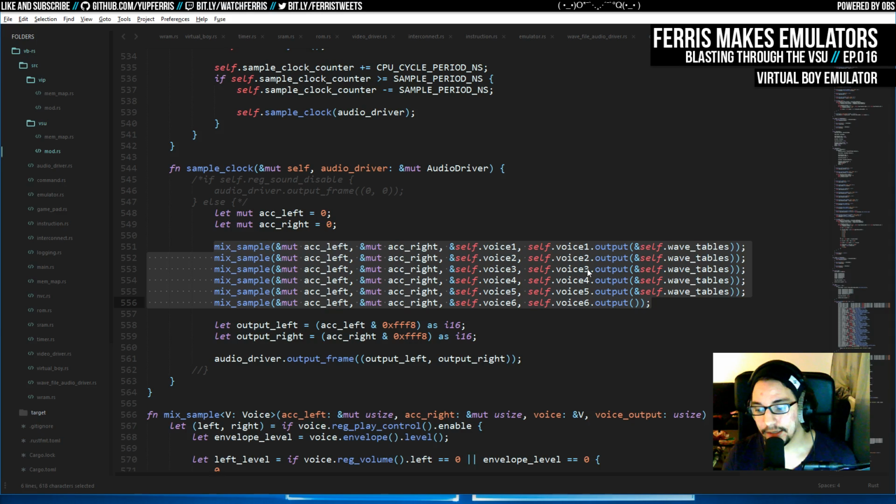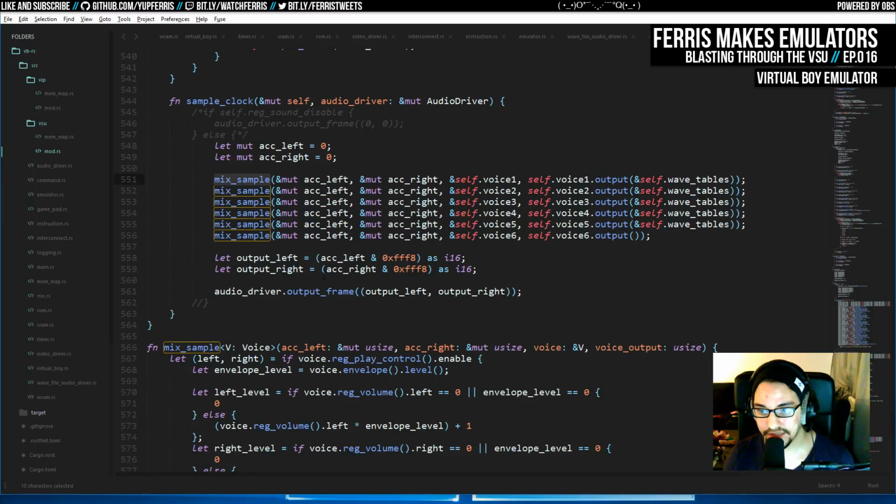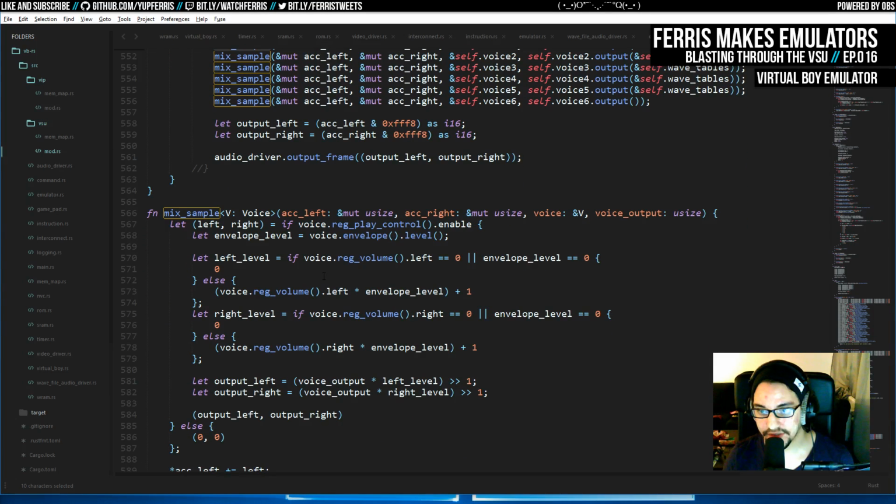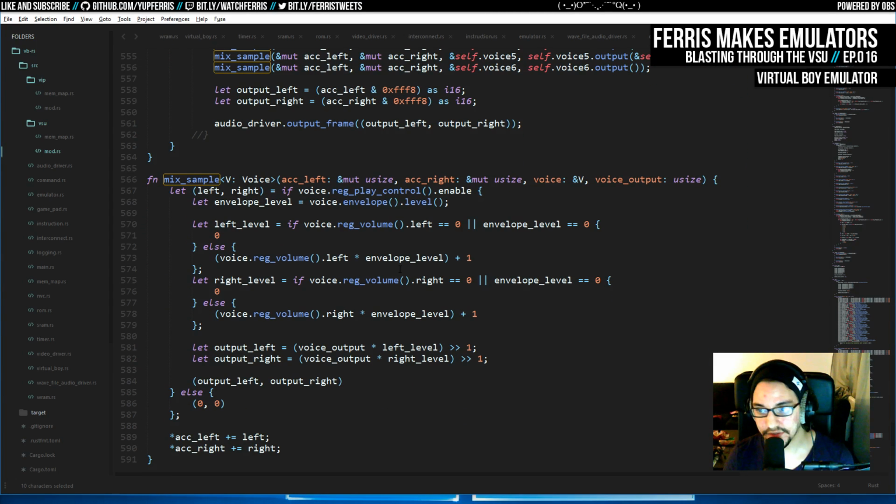After that, it basically just adds a bunch of numbers, and out of that result, we need to mask out some of the bits, convert it to a signed number, and then just output it. So that ends up being really straightforward. We can actually take a look at mix sample, just because again it's pretty simple, and then we can take a look at the voices themselves.